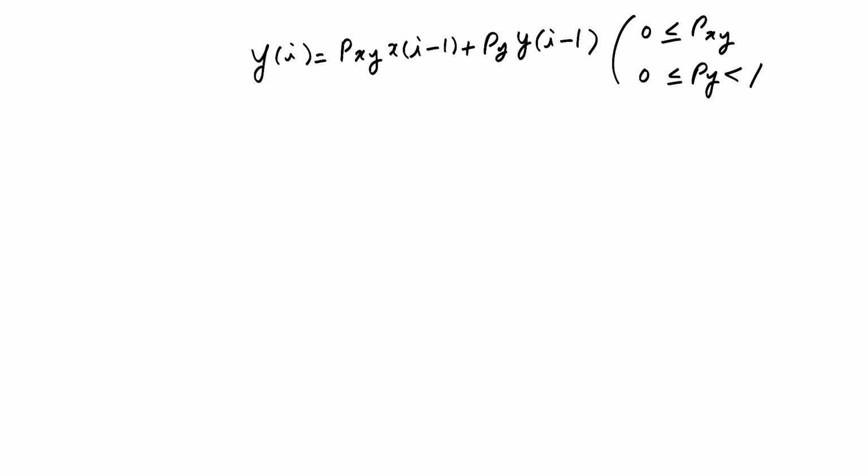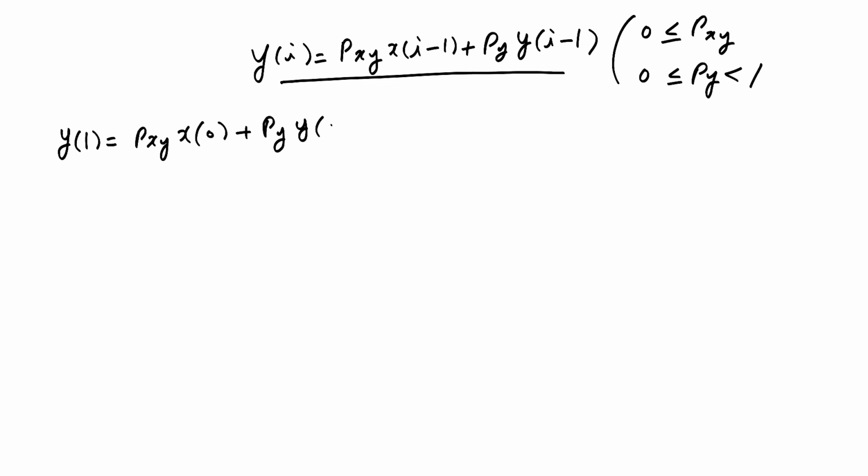Now I want to show mathematically why this steady state occurs. So we have again the simple two-gene regulatory network equation, and let's start from Y of 1. Y of 1 is Pxy times X of 0 plus Py times Y of 0 from this equation. And how about Y of 2? Y of 2 is Pxy X of 1 plus Py Y of 1, again from this equation.